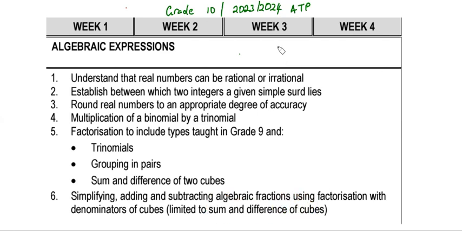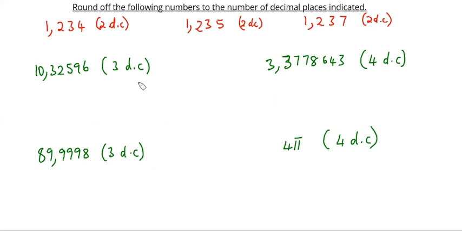Okay, so we need to learn to round off. As our third objective, let's look into it and see. Now, round off the following numbers to the number of decimal places indicated. Here DC is just the shortcut for decimal places.